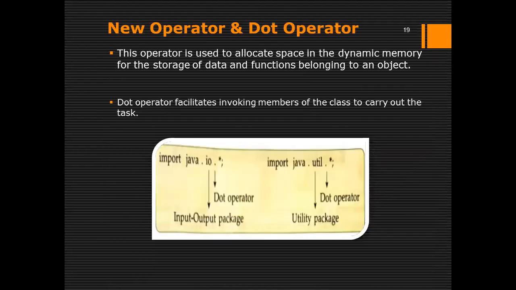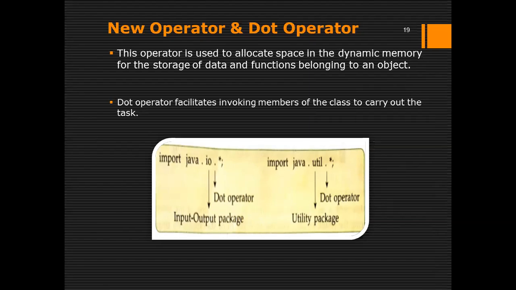New operator and dot operator. New operator we have seen earlier also, that it is used to allocate space in the dynamic memory for the storage of data and functions belonging to an object. Now dot operator, it facilitates invoking members of the class to carry out the task.